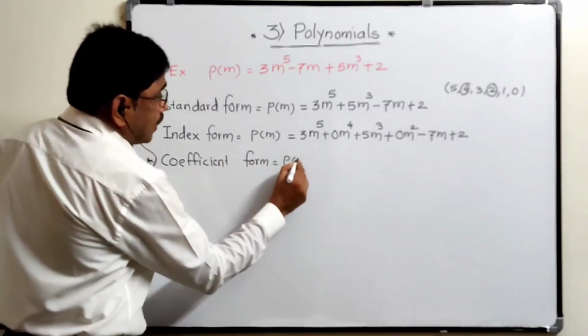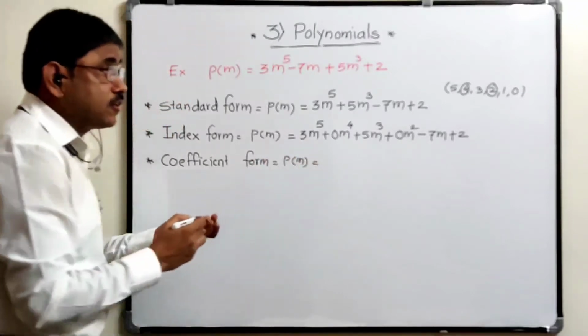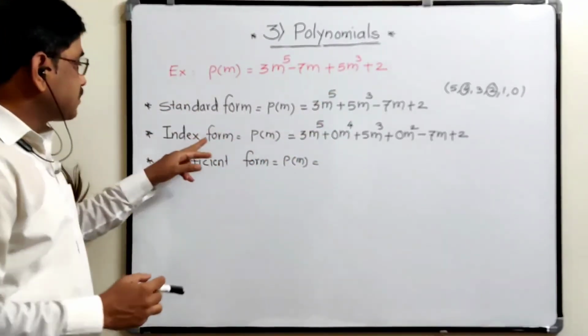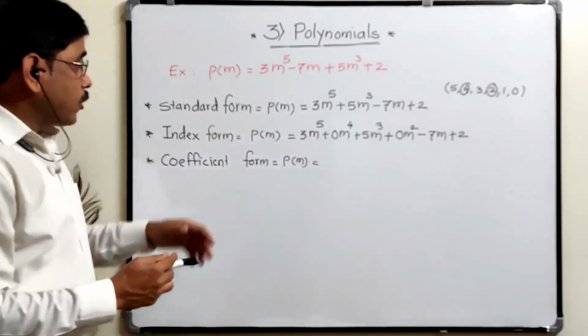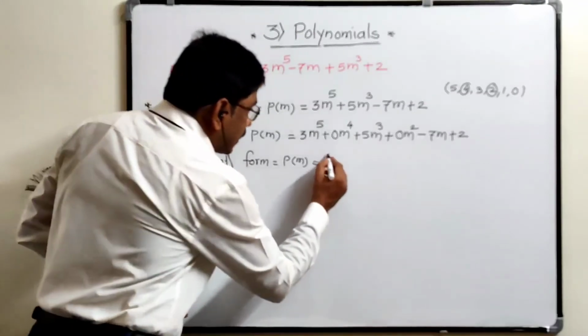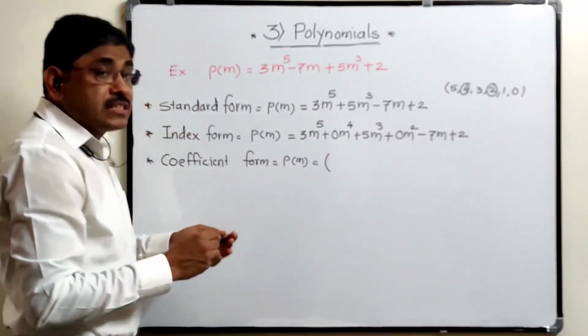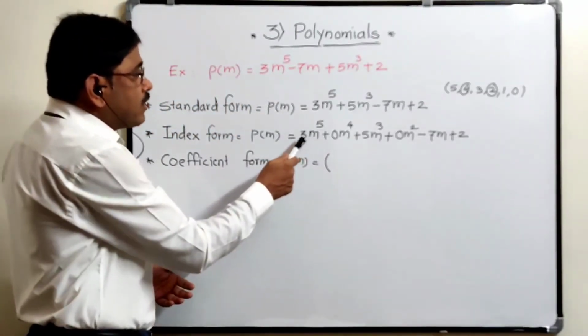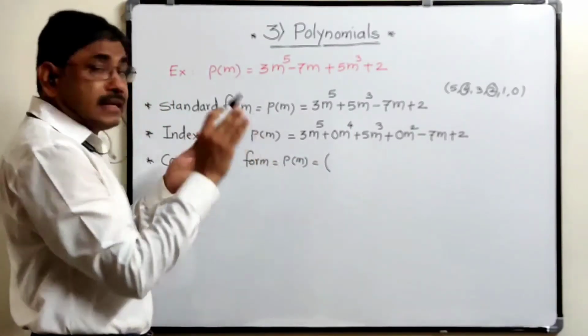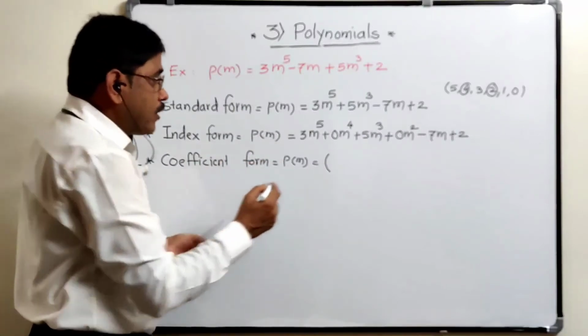So same polynomial we can write using different ways. Standard form में लिखना है तो ऐसा लिखना है, index form में लिखना है तो ऐसा लिखना है, और coefficient form में अगर लिखना है, whenever we write in coefficient form we have to write in bracket, and coefficient form means we have to write only the coefficient of all the terms. We first have to write in index form and then write in coefficient form.